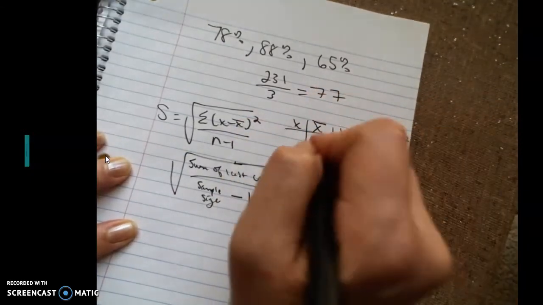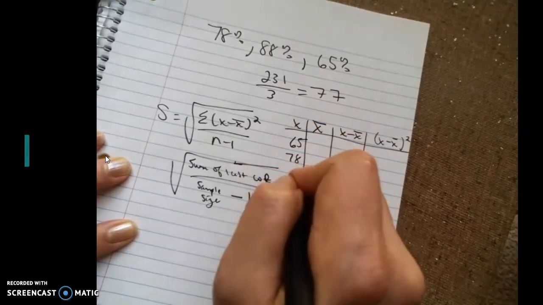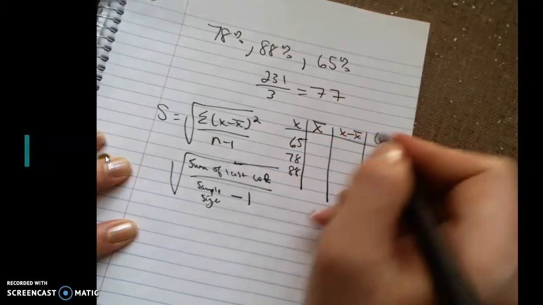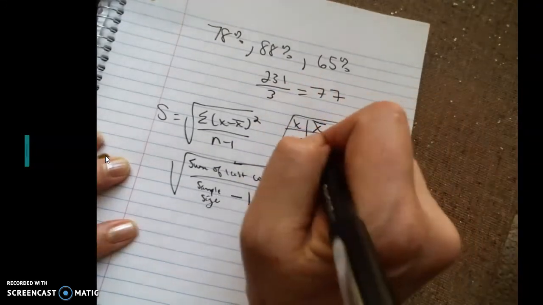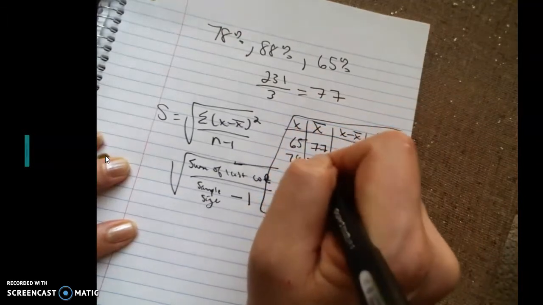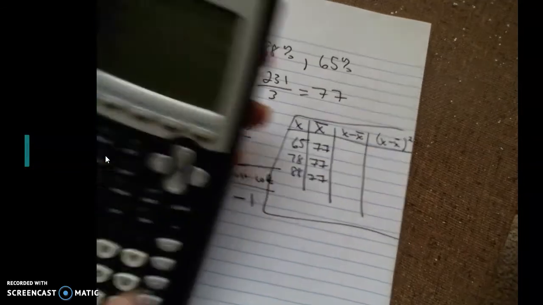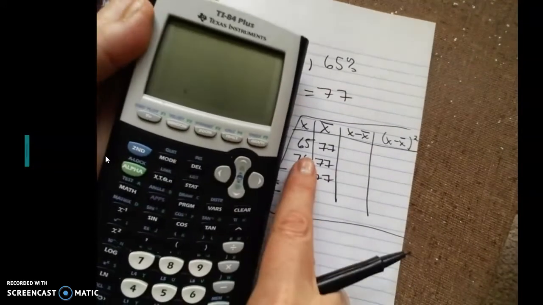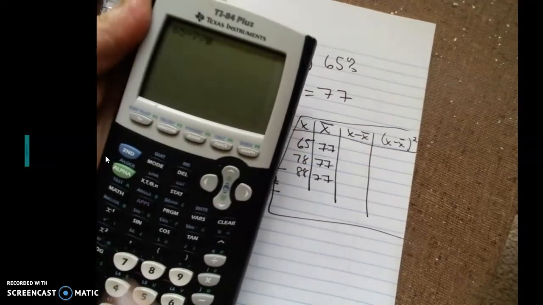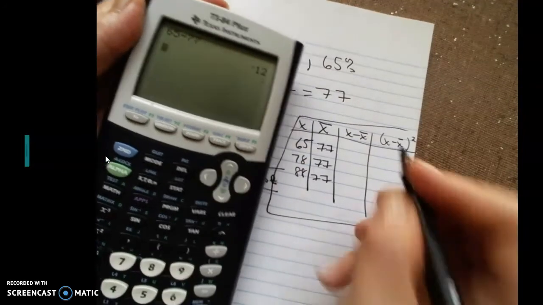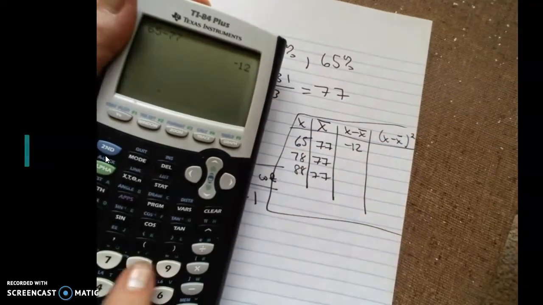All right, so what do I have? I like to put these in order. So 65, 78, and 88. The mean is 77 for all of these. If you get a decimal, we usually round to the tenths, but again, follow my method. Now I'm going to subtract. In order, 65 is below average, so I should get a negative 12. So that is 12% lower than the average score.